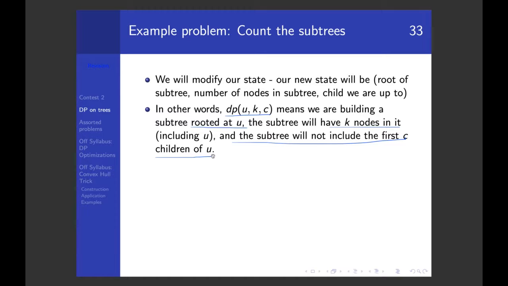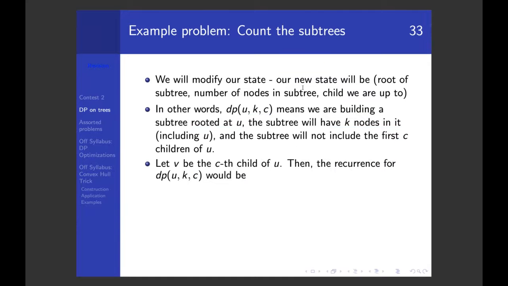This is the same thing as the child we're up to, because if we zero index, up to child 0, up to child 1, up to child 2, if we're up to child 2, this just means we're not considering the first 2 children because we've already considered them. And what this means is we'll go over the recurrence. Let V be the cth child of U. That means let V be the child we're up to. C means the child that we're up to.